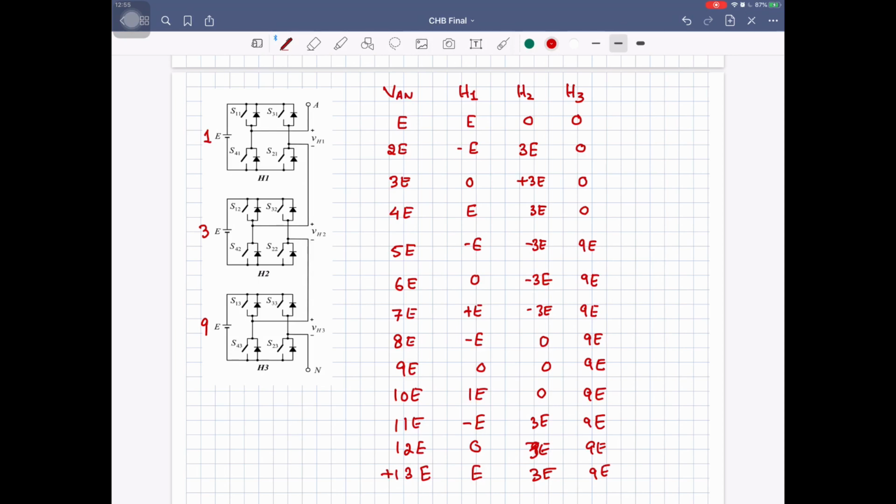Similarly, you can make the combinations, switching combinations, and you can get minus E, minus 2E, minus 3E and so on up to minus 13E. So you can get 13 levels for the positive side, 13 levels for the negative side, and one is the 0 level. So the total number of steps will be 27. So 27 steps can be obtained in the output voltage waveform if we select 1E, 3E and 9E.